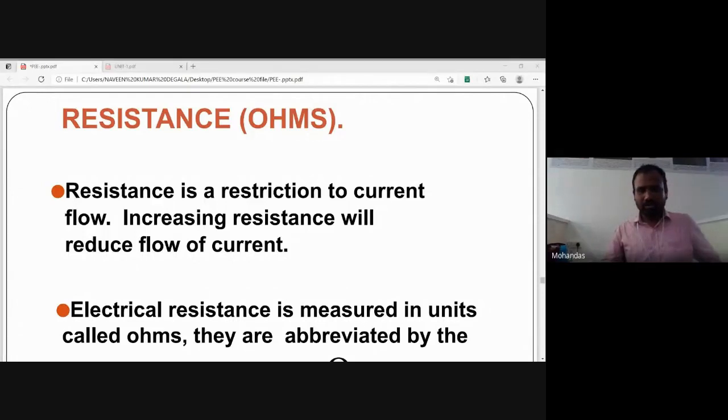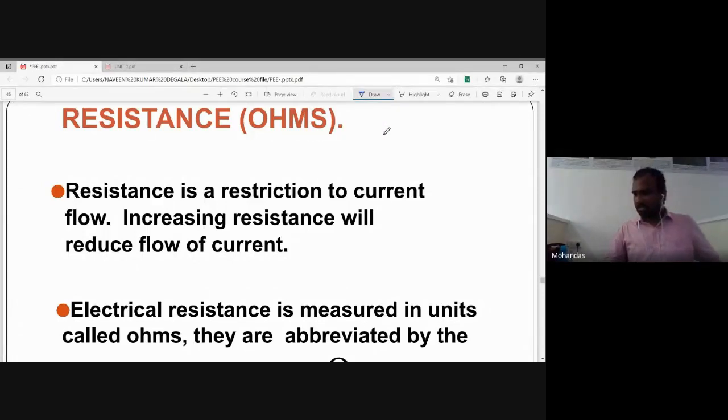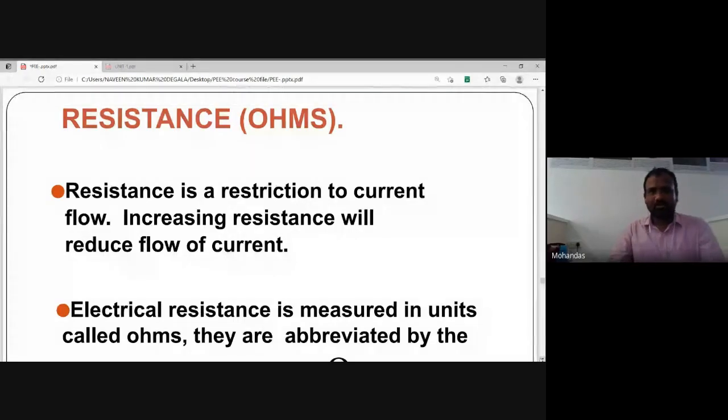Now next one is resistance. After completion of resistance and inductor, we'll go for these laws. Let me finish this resistance. Later I will stop here.